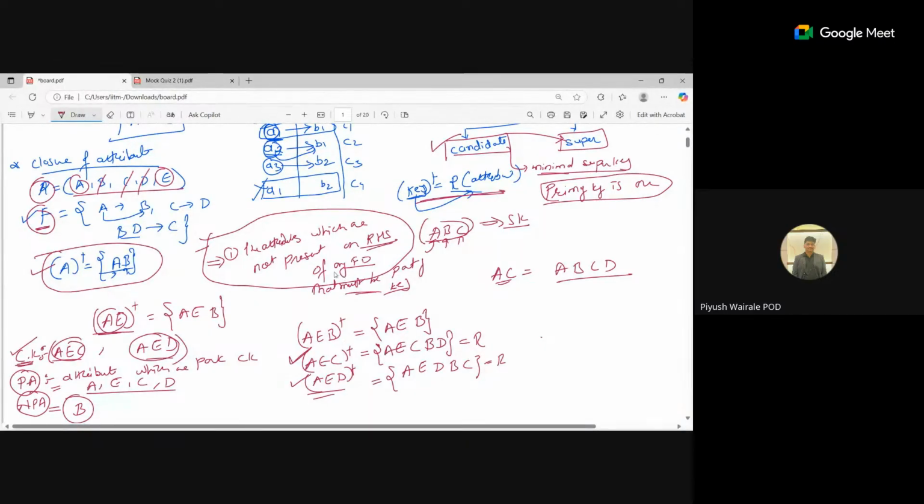So first, always find out the attributes which are not present on the right hand side of any functional dependency. Find out the closure. Check whether you are getting all the attributes or not. If you are not, then go with the combination of the remaining attributes and check whether we are getting all the attributes after taking the closure. So this is about how to find out the key.